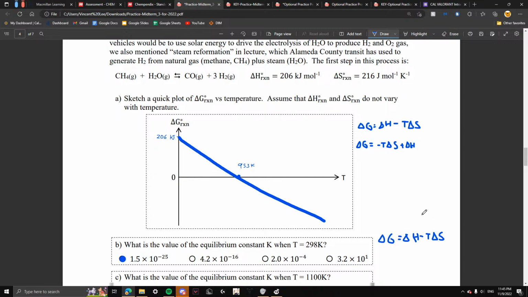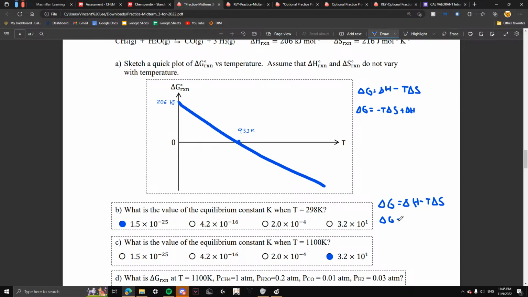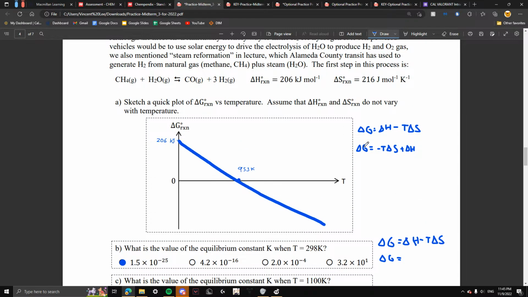T delta S, you plug in, so delta G is equal to, okay, delta H is in kilojoules, so remember to factor for units: minus 298 times 216 divided by 1,000. So my whole answer is in kilojoules. It will be 141.63 kilojoules. And it is positive. Yeah, it's a positive delta G.